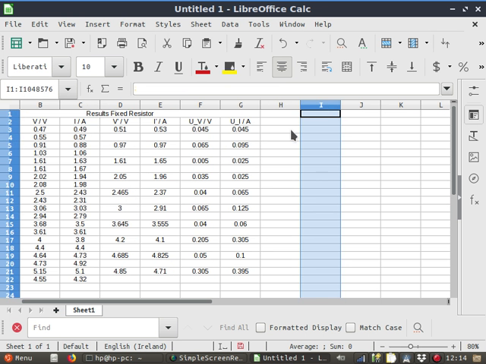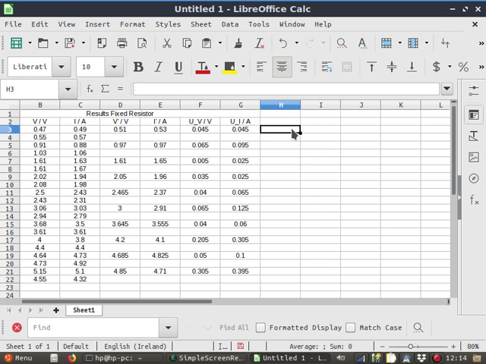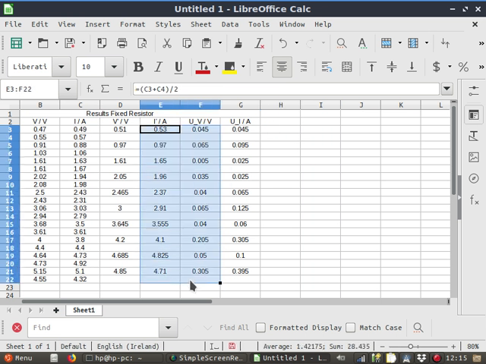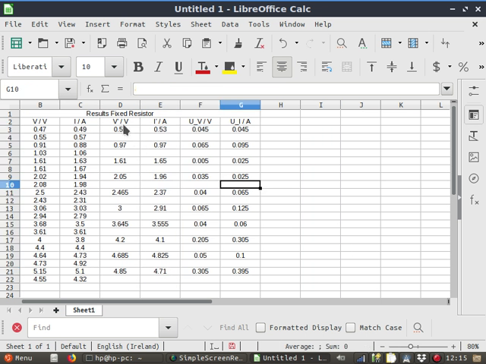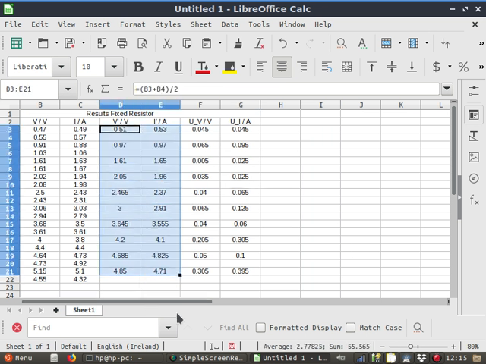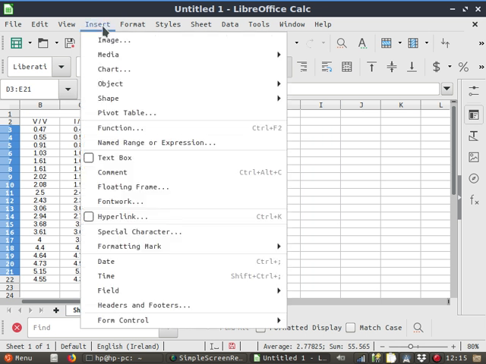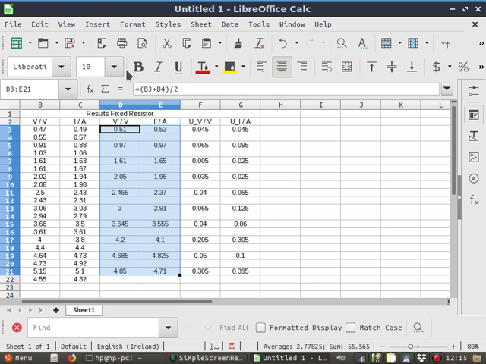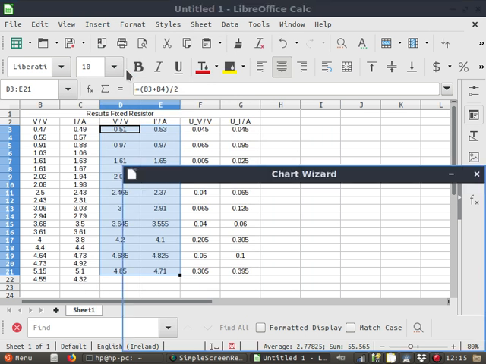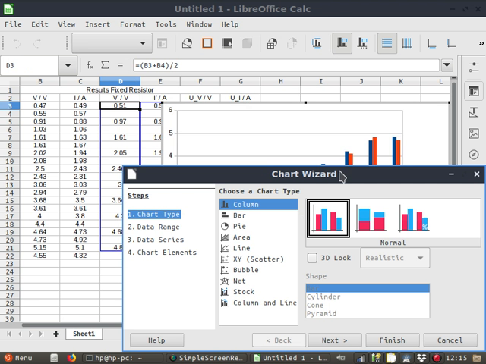Okay, so next thing, we need to make the graph. So I'll show you what the graph should look like. So we need to graph these two, obviously. No, sorry. These two. Now for my computer, this is how I make the graph. I pick insert chart. But maybe it's different for you. I don't know.